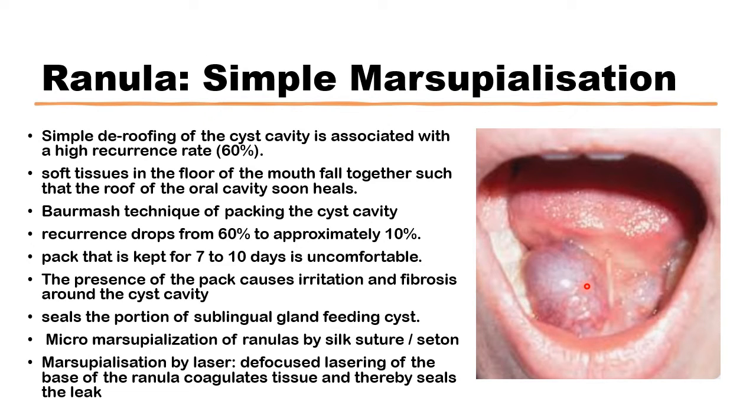Another simple modification was to put a silk suture in the roof of the ranula, or a seton. This is called micro-marsupialization. Just putting on a simple silk suture is sufficient to drain the fluid in the cavity, and epithelium would grow around the track of the suture, and this is going to form an exit to any accumulated saliva afterwards. So recurrences have also been reduced.